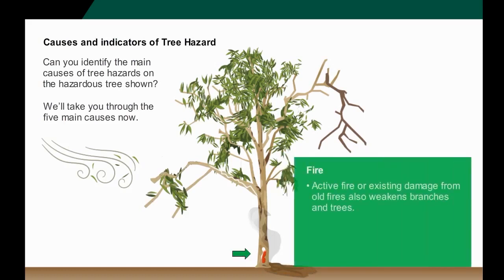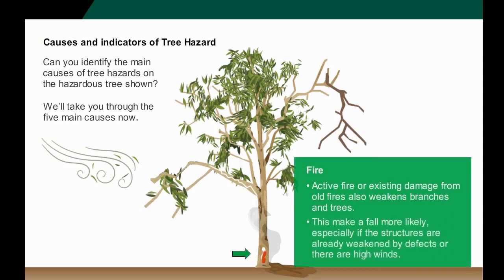Fire weakens the structure of branches and trees, making it more likely they will fall, especially if the structures are already weakened by defects or put under additional strain by high winds.